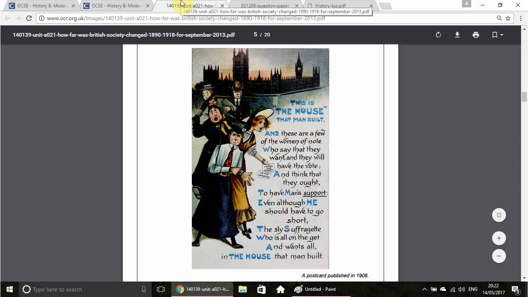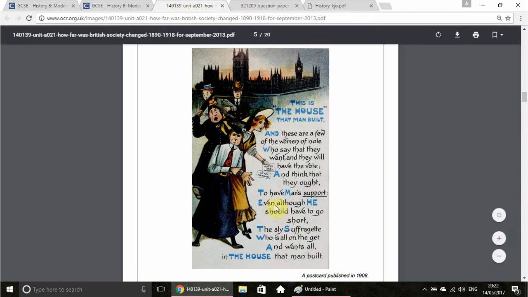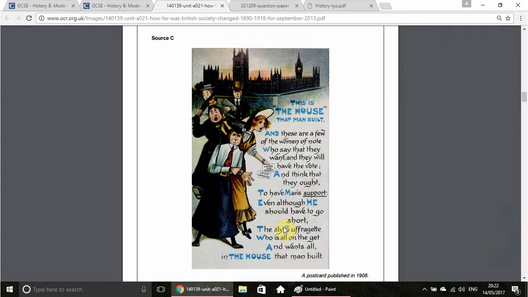Okay, so this is the source that goes with that question. This cartoon is one that you're probably familiar with. This is the house that man built. It has a satirical poem. And these are a few of the women of note who say that they want and they will have the vote, and think that they ought to have man's support, even although he should have to go short. The sly suffragette who is all on the get and wants all in the house that man built. A postcard published in 1908.